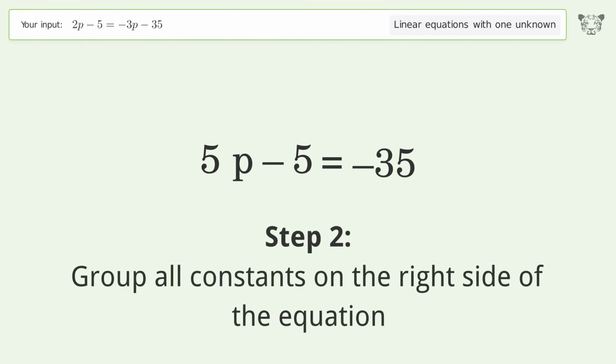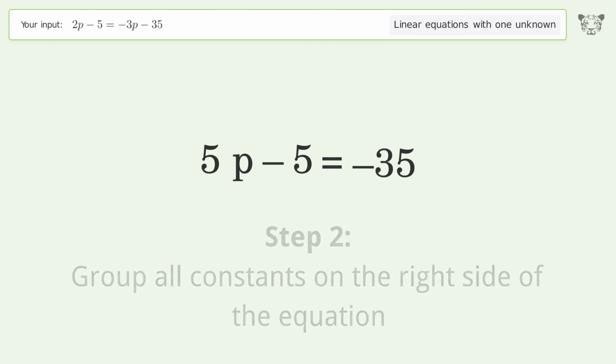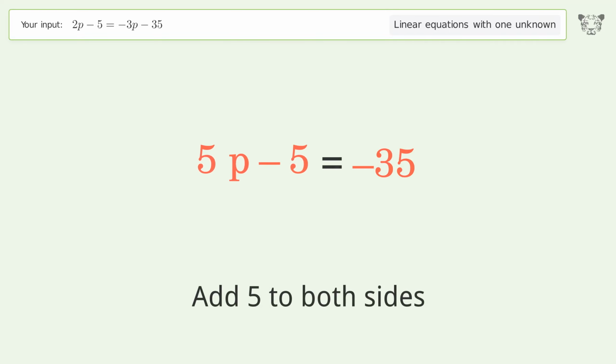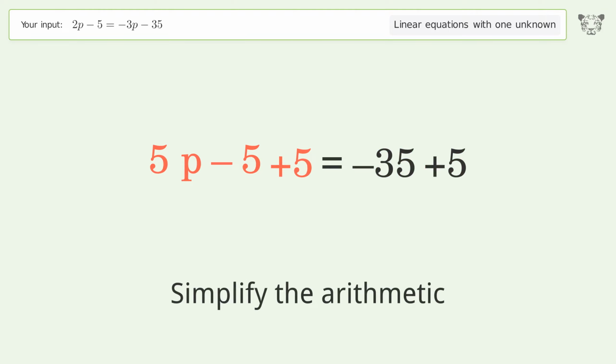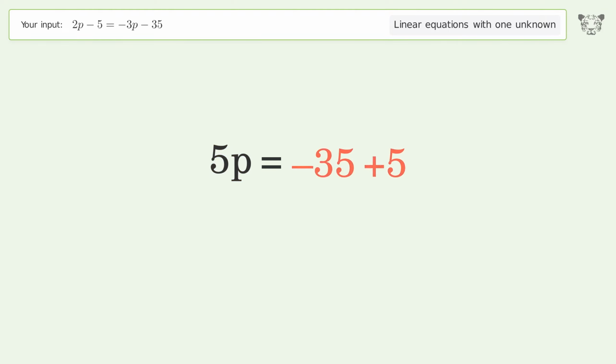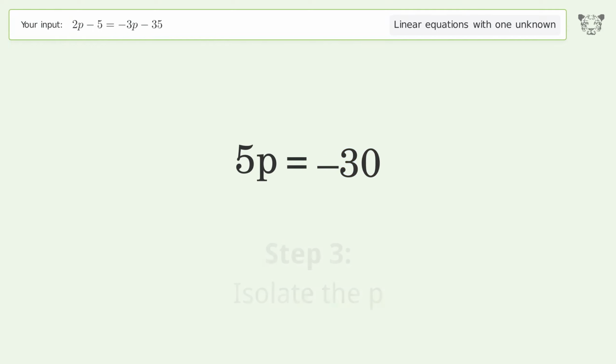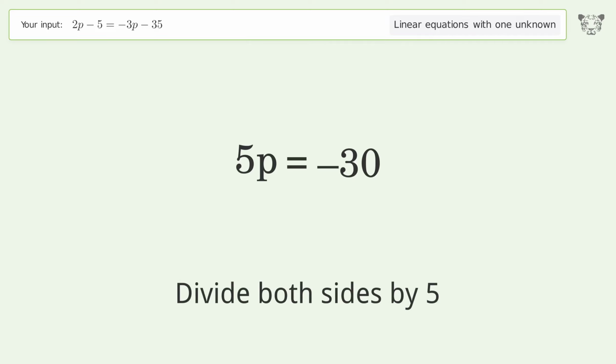Group all constants on the right side of the equation. Add 5 to both sides. Simplify the arithmetic. Isolate the p. Divide both sides by 5.